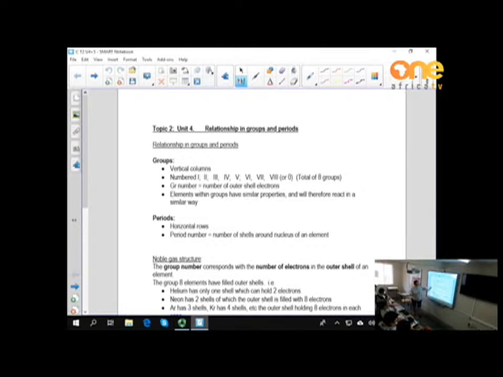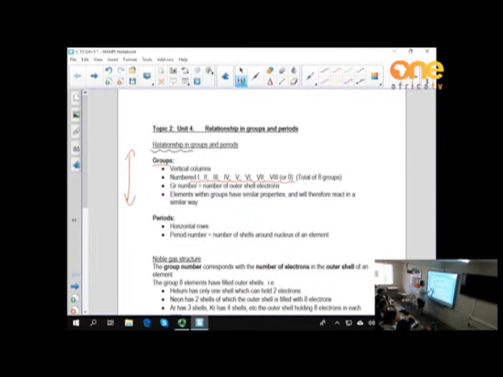Now, the first part, they refer to the relationship between groups and periods. The groups are the vertical columns on the periodic table, and we distinguish 8 groups. Group 1, 2, 3, 4, 5, 6, 7, 8 groups, all right? We normally number them with Roman numerals. Group 8 is also known as Group 0, and we'll explain the reason for that in a moment.